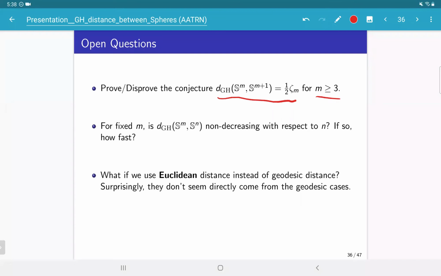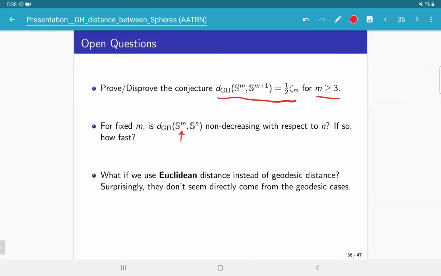And the second one is, for example, if we fix m, then is the Gromov-Hausdorff distance between Sm and Sn non-decreasing with respect to n? Surprisingly, this is also something we don't know. I have no idea how to prove this yet. And if so, how fast will that number increase? That is another question.